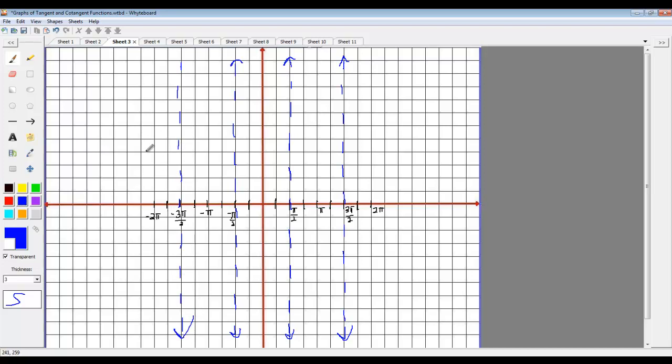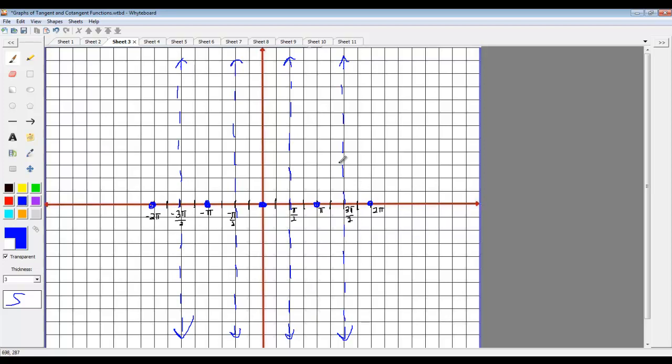But you get these vertical asymptotes. The graph never crosses or never touches a vertical asymptote. Right, then halfway in between vertical asymptotes, when x is negative pi, y is 0. When x is 0, y is 0. When x is pi, y is 0. When x is 2 pi, y is 0. Negative 2 pi, y is 0, and so on.